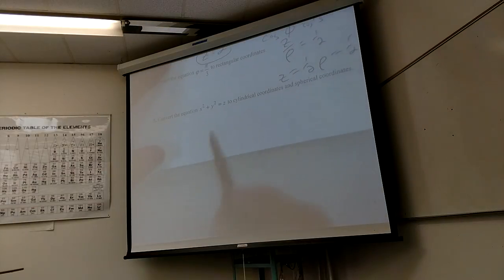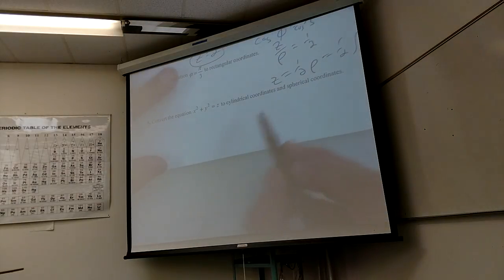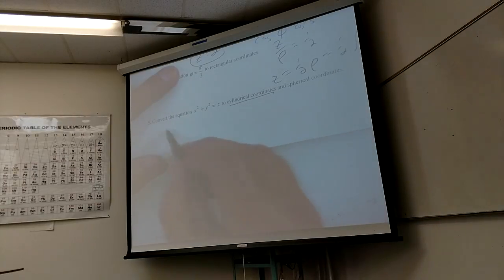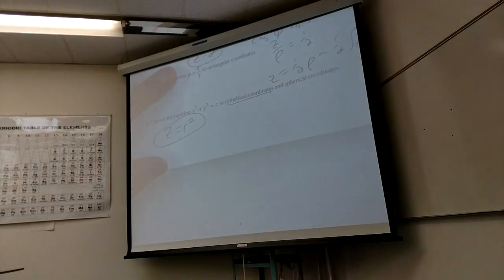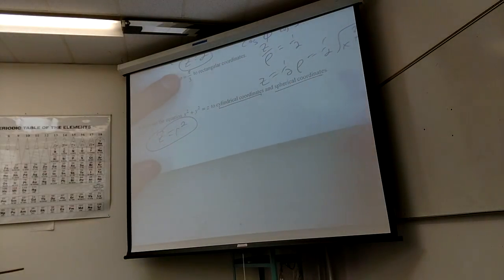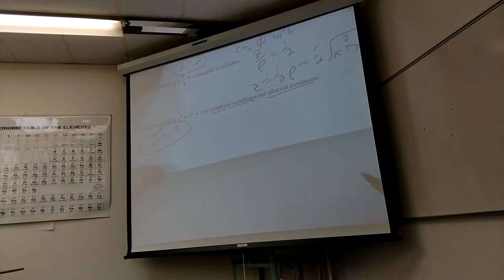And then finally, this guy, it's a cylindrical. What would that be? R squared. Yeah, z equals r squared. I mean, come on, that's awesome. Well, what about spherical coordinates? R cosine phi equals R squared sine squared. All right, so z is rho cosine phi, right?